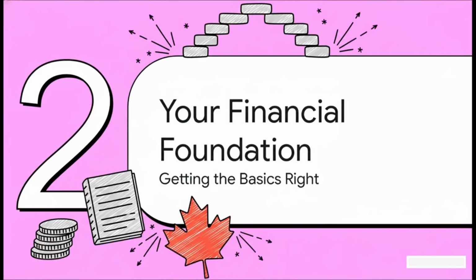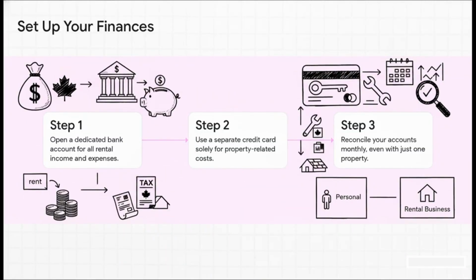So how do you actually build that bulletproof audit trail that the CRA is looking for? Well, that brings us right to our second section, your financial foundation. I'm telling you, getting this right from day one is the most powerful thing you can do. And you know what? The solution is so simple. It's just 3 steps. Step 1, get a dedicated bank account. All the rent goes in, all the expenses come out. Simple. Step 2, get a separate credit card that you use only for property stuff. That's it. And step 3, just take a little time each month to reconcile those accounts.